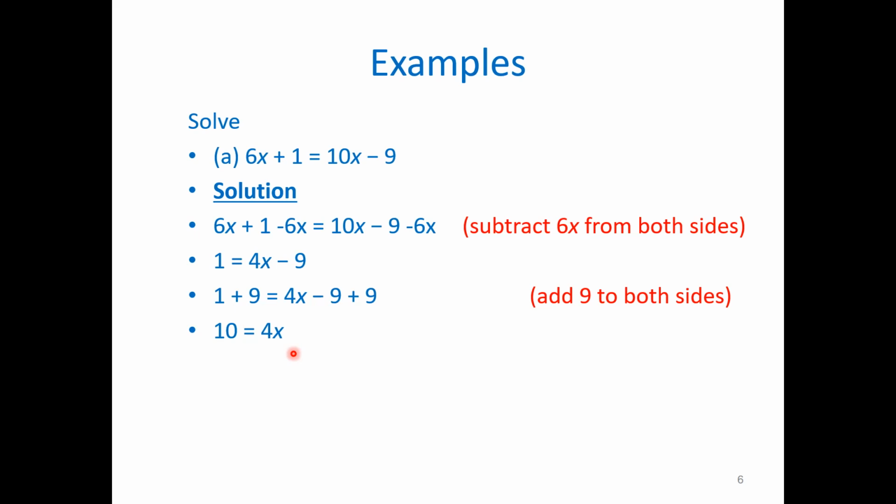Now, we don't want 4x, we want x. So how to get rid of 4? We can divide by 4. If we divide both sides by 4, we will have only x on the right side of the equation. So dividing by 4, we get 10 over 4 equals 4x over 4. And this 4 will be eliminated with the 4 in the denominator, and the remaining will be x equals 10 over 4. This can be simplified to 5 over 2.